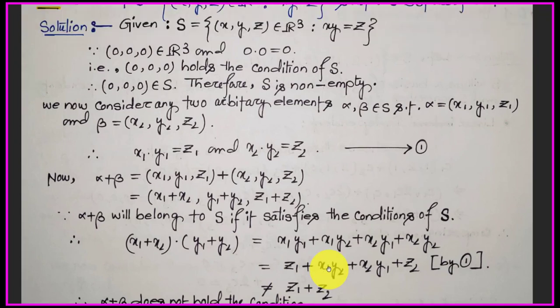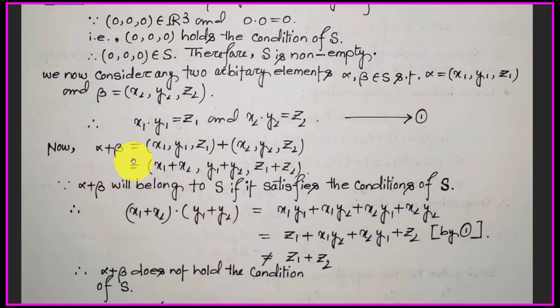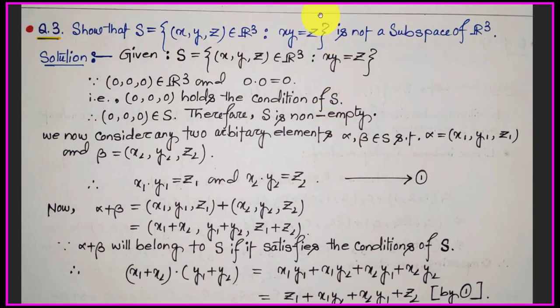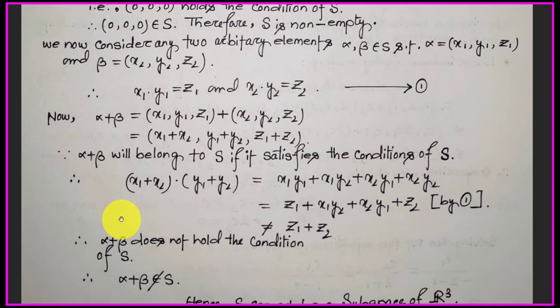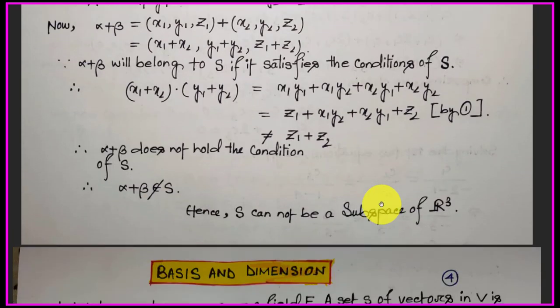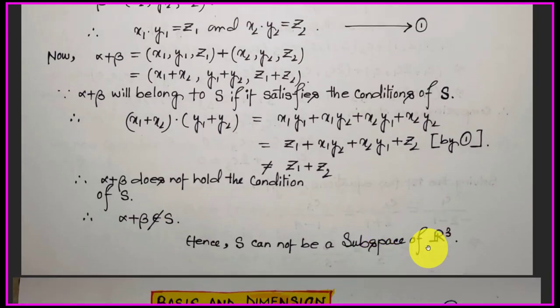In other words, alpha plus beta does not hold the condition of the given set capital S. Therefore, alpha plus beta does not belong to S, though alpha and beta belong to S. So the closure under addition condition does not hold. Hence, we say capital S is not a subspace of R3.